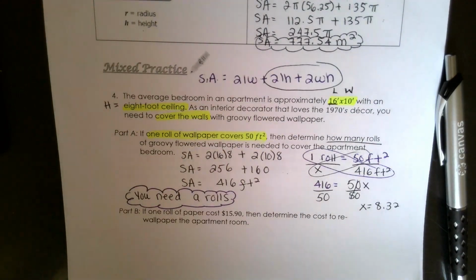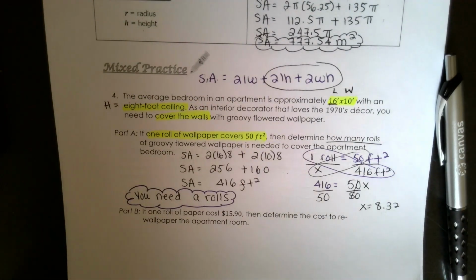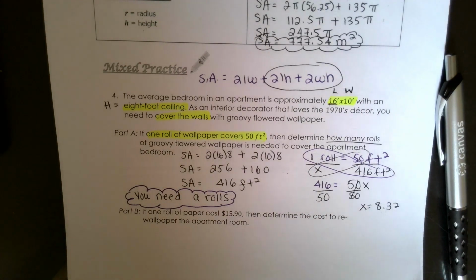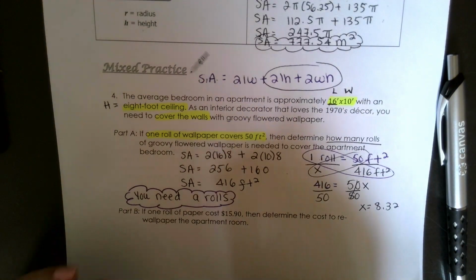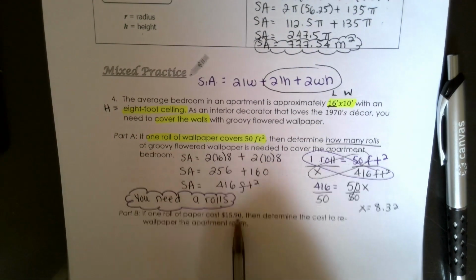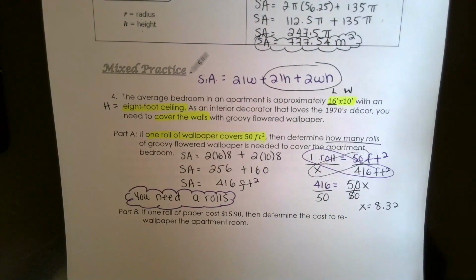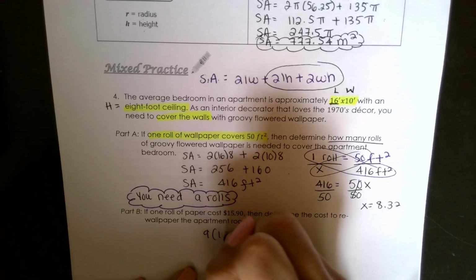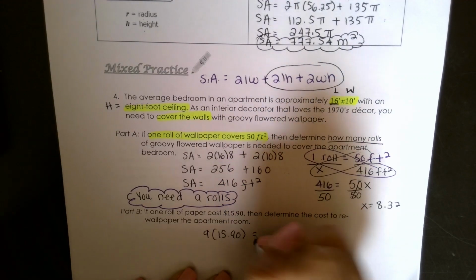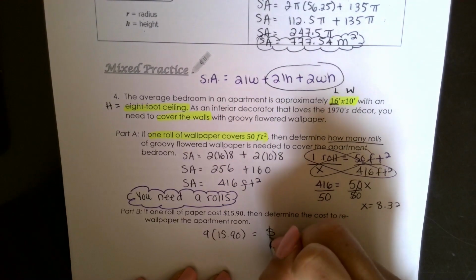If 1 roll of paper costs $50.90, then determine the cost to re-wallpaper the apartment room. Now this is obviously before taxes because that's not included. So we have 9 rolls, each one costs $50.90, so we're just going to multiply it. And this is going to be money, so make sure you have the cents in it.